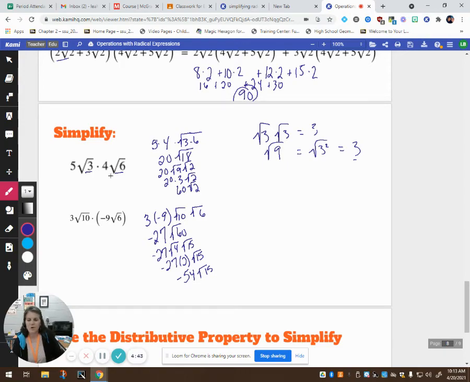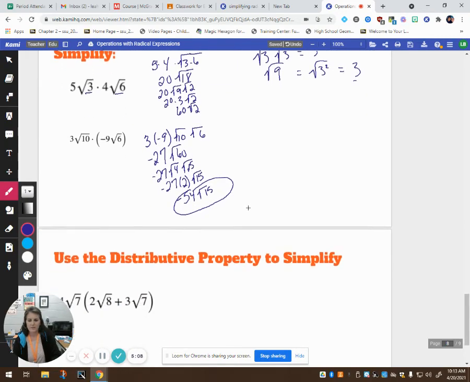Again, changing the order, 3 times -9 is -27. Square root of 10 times square root of 6 is square root of 60. Again, I realized that, hey, 60 is divisible by a perfect square, that perfect square being 4. So I rewrote it as square root of 4 times the square root of 15, took the square root of 4 and got 2. 2 times -27 is -54, so my answer is -54 square root of 15.